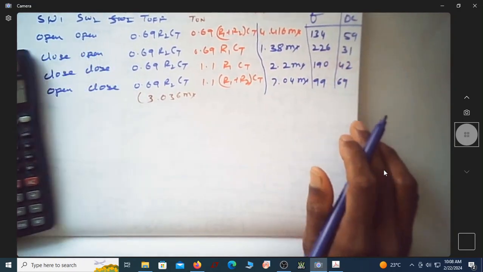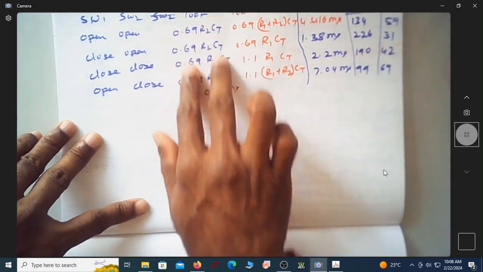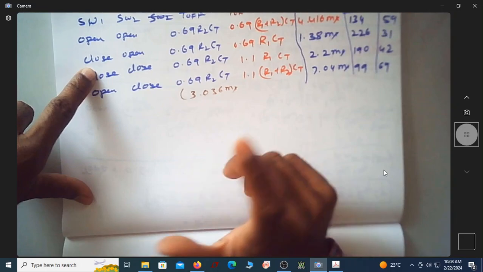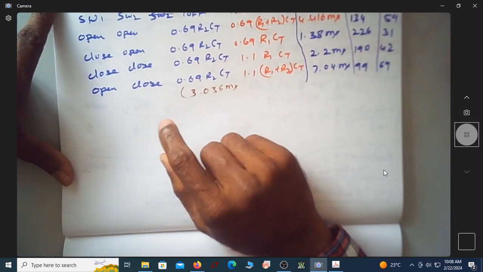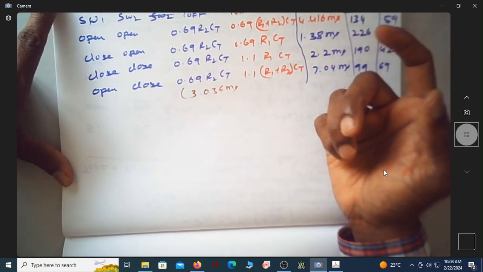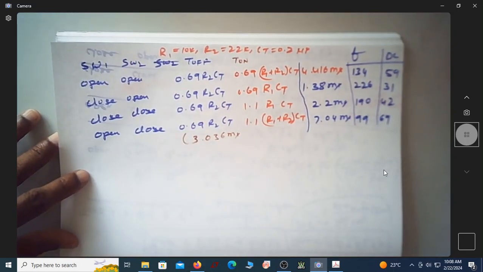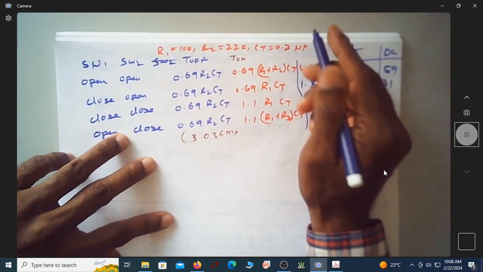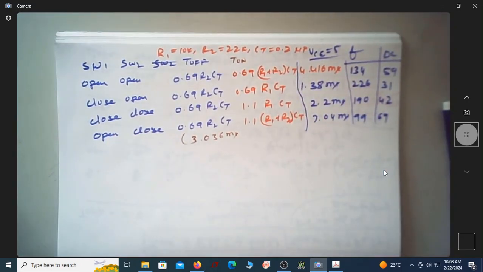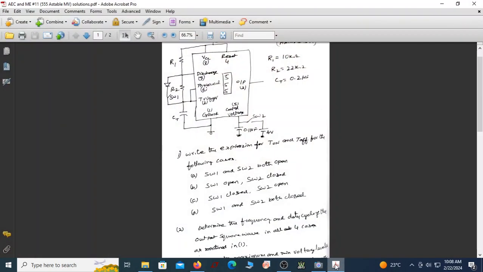So this is how we can find, for different conditions, where the off time is constant and the on time differs depending on whether you are bypassing the discharge resistor or not. This is either 0.69 or 1.1 depending on whether you have a control voltage of 4 volts or VCC. Here we are assuming VCC equal to 5 volts. If VCC changes, then this 1.1 will also change. Then, what is the next condition?